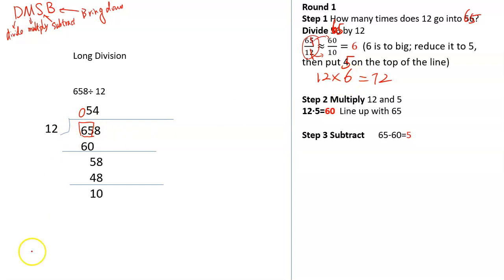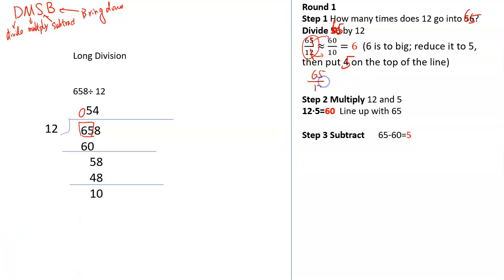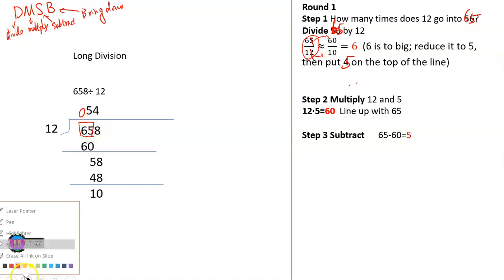Okay, so the first step, where did this 5 come from? We divided 65 by 12, and if you use a calculator, you're going to get 5 point something, but we only take the whole number 5. If you don't use a calculator, you just have to round it. So 10 goes into 60, you literally just ignore the ones digits to get 6, and if 6 is too big, reduce it down. Now we put the answer 5 on top of the line, lined up with the 65. And so we finished the first step, which is divide.